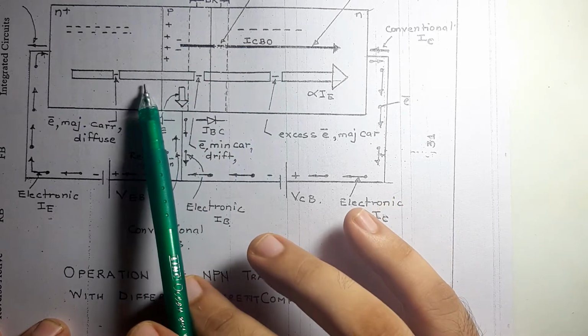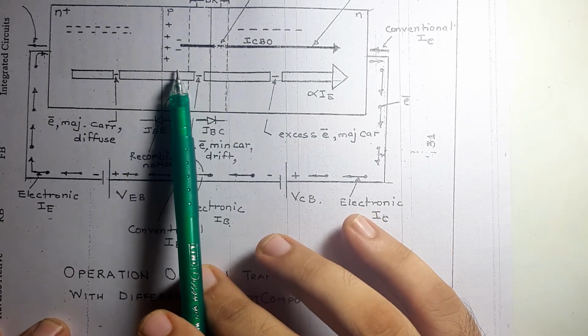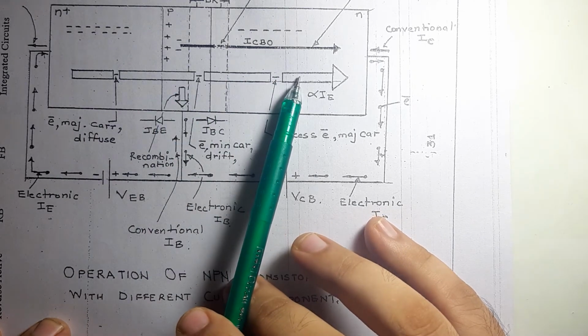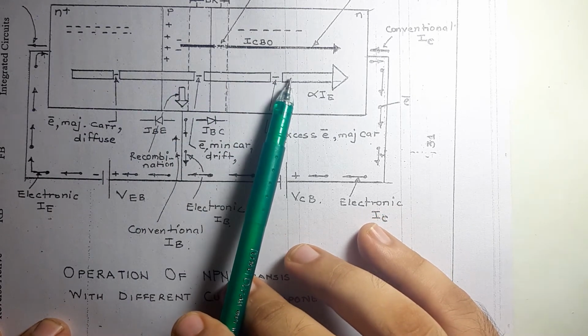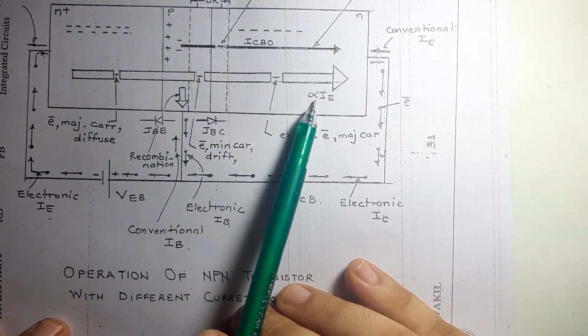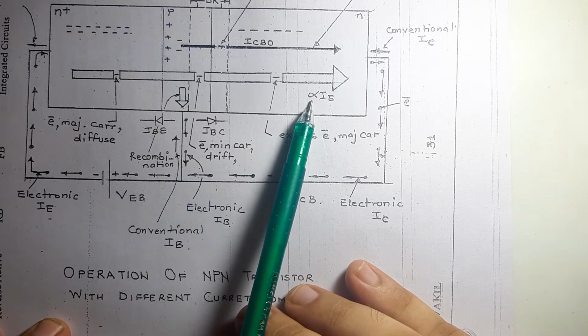So can I say that a certain amount is being lost in the base region? That means the IE that was supposed to come here does not arrive in full. It is getting reduced by some amount. Let that multiplier factor be alpha. Now we can say that it is nothing but alpha IE.